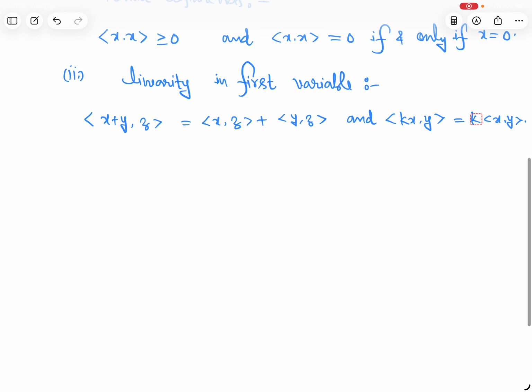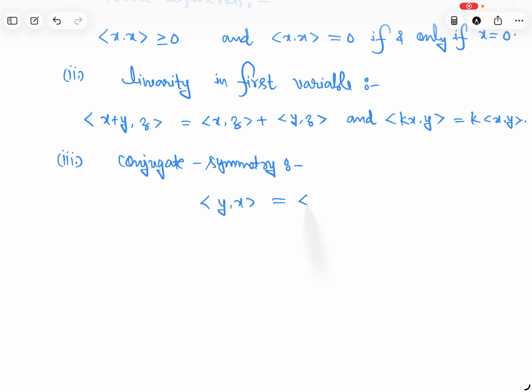The third property is conjugate symmetry. Conjugate symmetry means what? <y, x> is nothing but the conjugate of <x, y>.